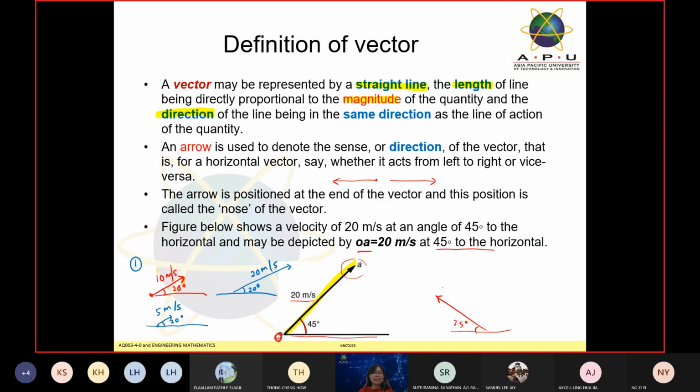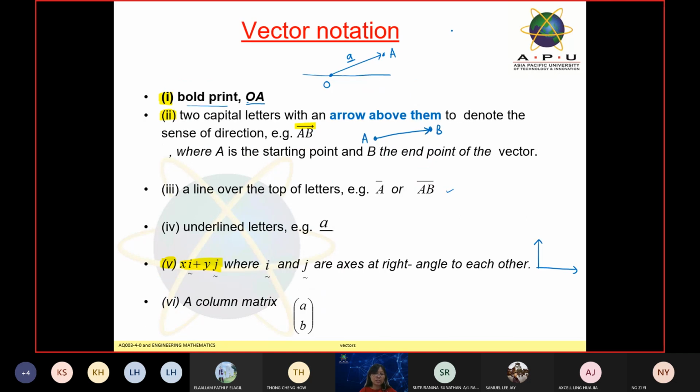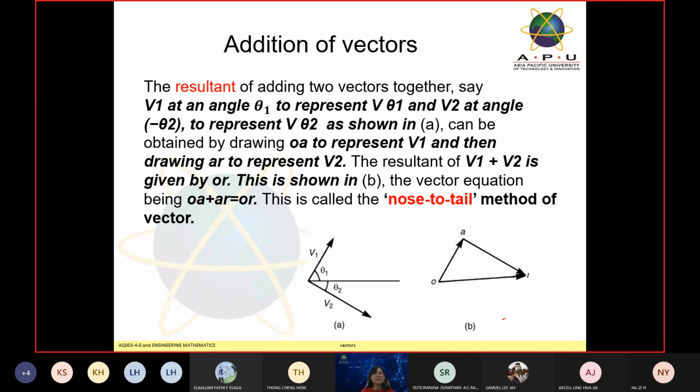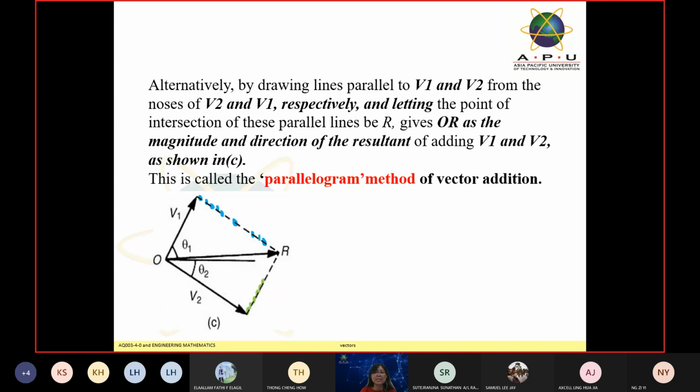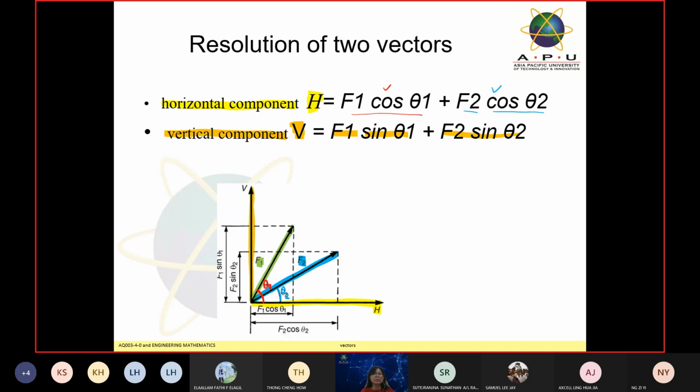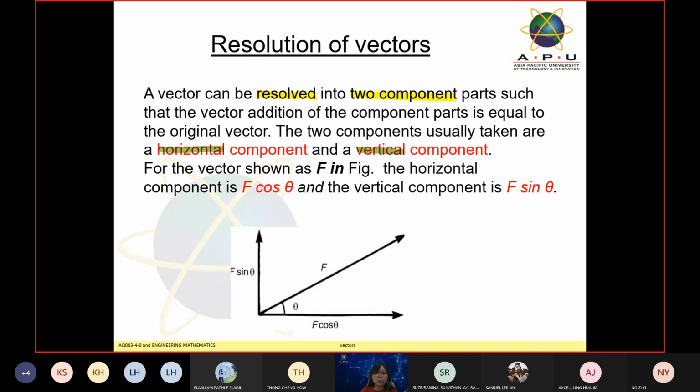The definition of the vector is that it consists of a magnitude and also a direction. Just now we had an example, velocity, with a magnitude and also an angle. Then the notations of the vector. The rest is regarding the resultants of vectors and the addition of vectors using different methods, which I will continue tomorrow.